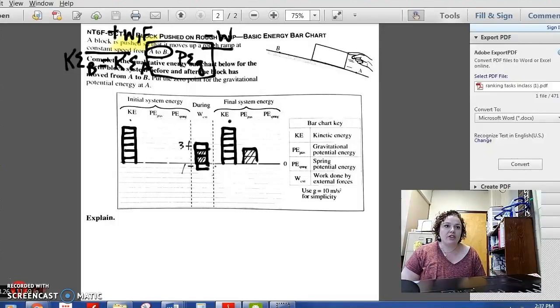Our kinetic energy is the same from beginning to end. We accounted for the push. We accounted for the rough road, and we accounted for the change in position from A to B. So everything that we needed to deal with has been dealt with. This is the correct answer for this problem.